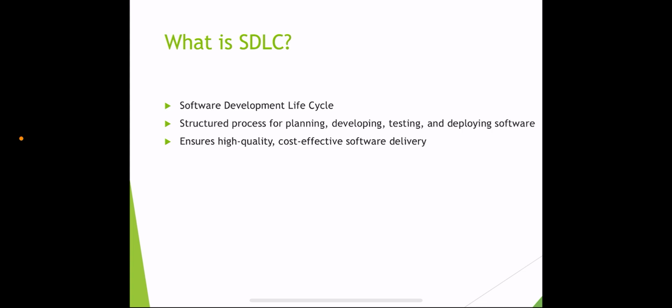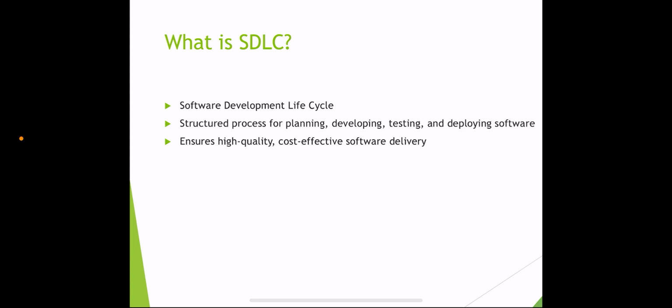Okay, so to implement that particular application from the basic level, we define a certain procedure. The standard procedure is called the software development lifecycle. Software development lifecycle means from the start of the software, its initial information gathering, to the handover to the end user and getting feedback from the end user. That whole process comes under the software development lifecycle.